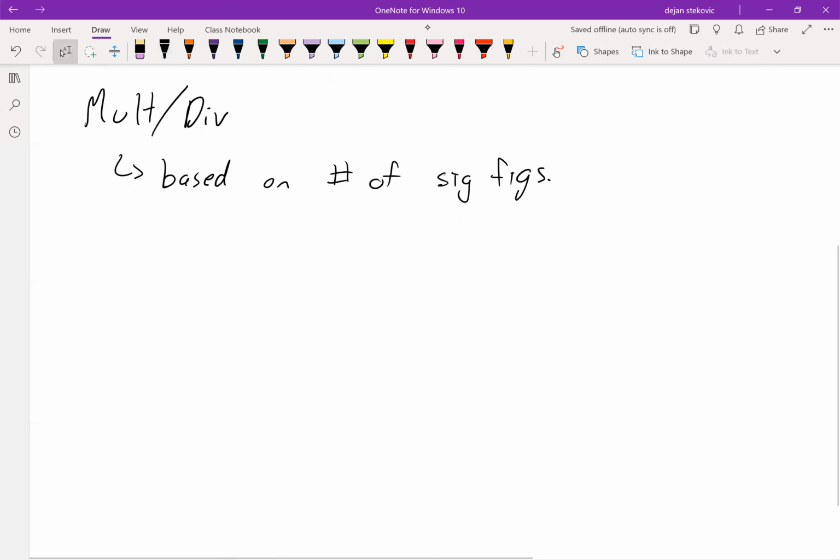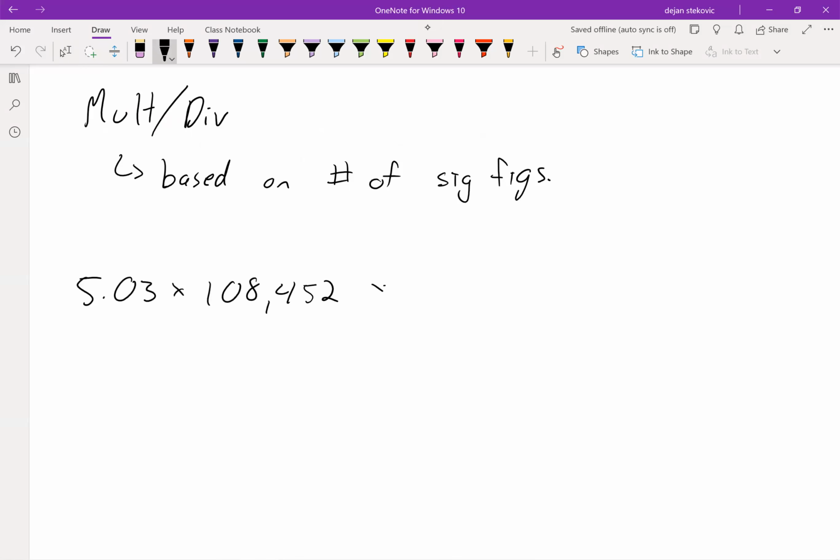So for example, if I have 5.03 times 108,452 times 0.20, right? And we're assuming that these are all some types of measurements. If you type that in a calculator, you'll get 109,102.712. And now let's think about how much precision our answer has.